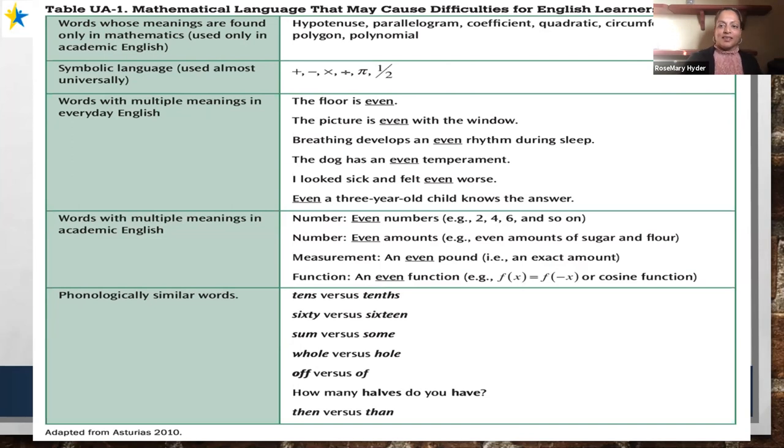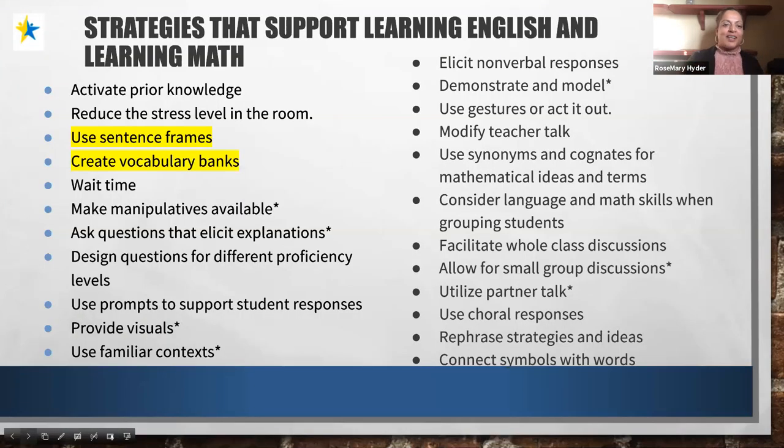And so again, when you think of English learners, even newcomers, even if they're not speaking English, they understand those symbols. Okay. Words with multiple meanings in everyday English that you want to address. We'll get into some more of that later. Words with multiple meanings in academic English. And then you can see the phonologically similar words, right? Sometimes we hear them, even like, did you say tense or tents, right? So expressing those clearly. And we won't go into if we're wearing masks, right? If they can see you or not.